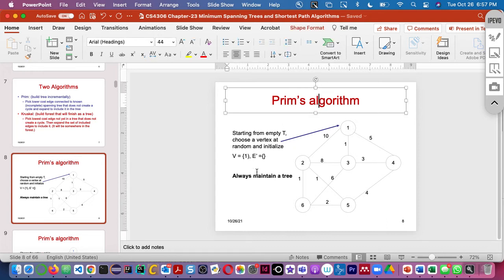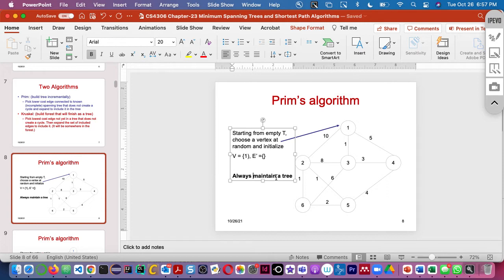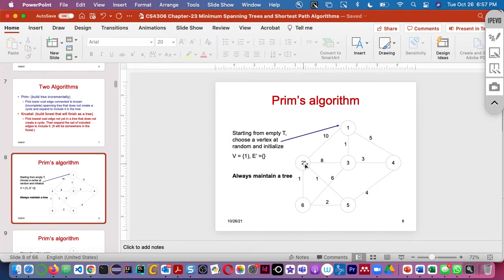Prim's algorithm says to always maintain a tree. Where should you start from? Since we are developing a minimum spanning tree, we should start from an edge with the minimum value. So I can start from 1. Don't be misled by the two kinds of numbers here. The numbers within circles are vertices: vertex number 1, vertex number 2, vertex number 3, vertex number 4, vertex number 5, vertex number 6. And the numbers without circles are weights.